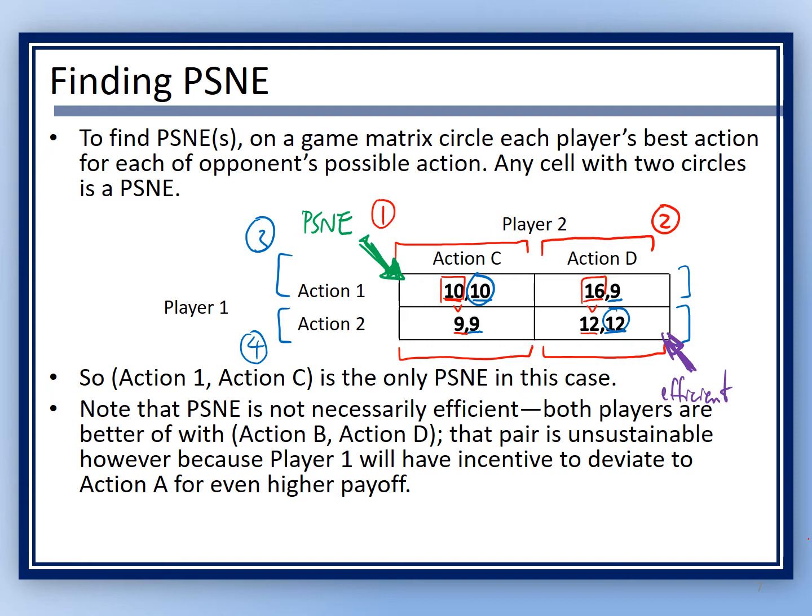Player 1 looks at his payoff and realizes that, wait, currently I'm getting 12. If I switch to action 1, I'm going to get 16. That's better for me. So I'm going to switch. And now once he switches, player 2 looks at his payoff and says, wait, if I'm choosing action D, I'm getting 9. But if I switch to action C, I get 10. So we're back to the stable outcome again. An efficient outcome might not be stable.